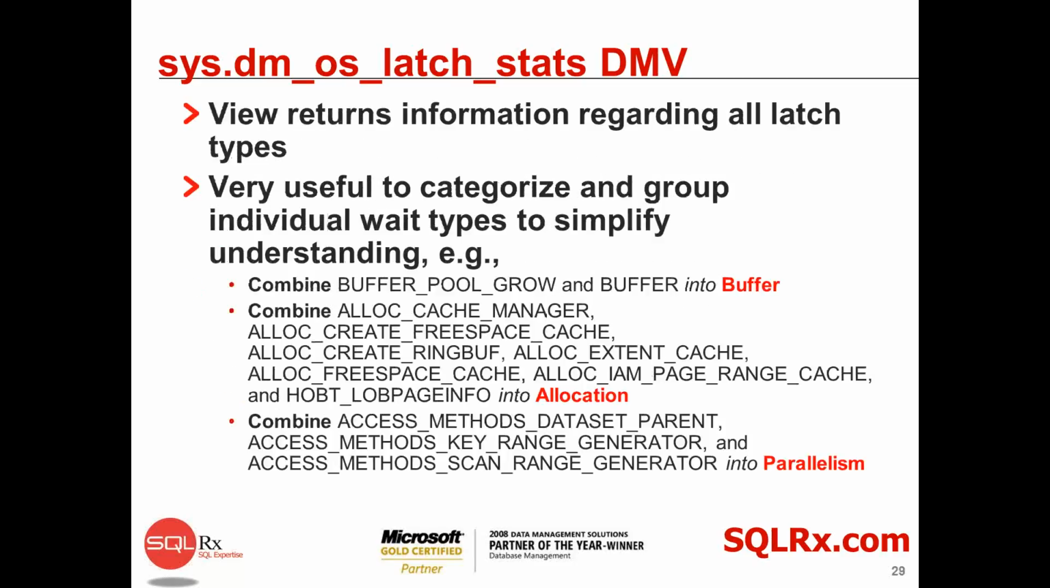The views return information about all latch types. We have the same problem we had before. We've got all these arcane names. What do they really mean? Where do they really fit? This gives you kind of a cheat sheet for some of the bigger ones. The first group goes into buffer. Second one goes into allocation. Third one goes into parallelism. And so those graphs are so much easier to understand if you do a buffer, allocation and parallelism graph than trying to graph all these little components that went into it.